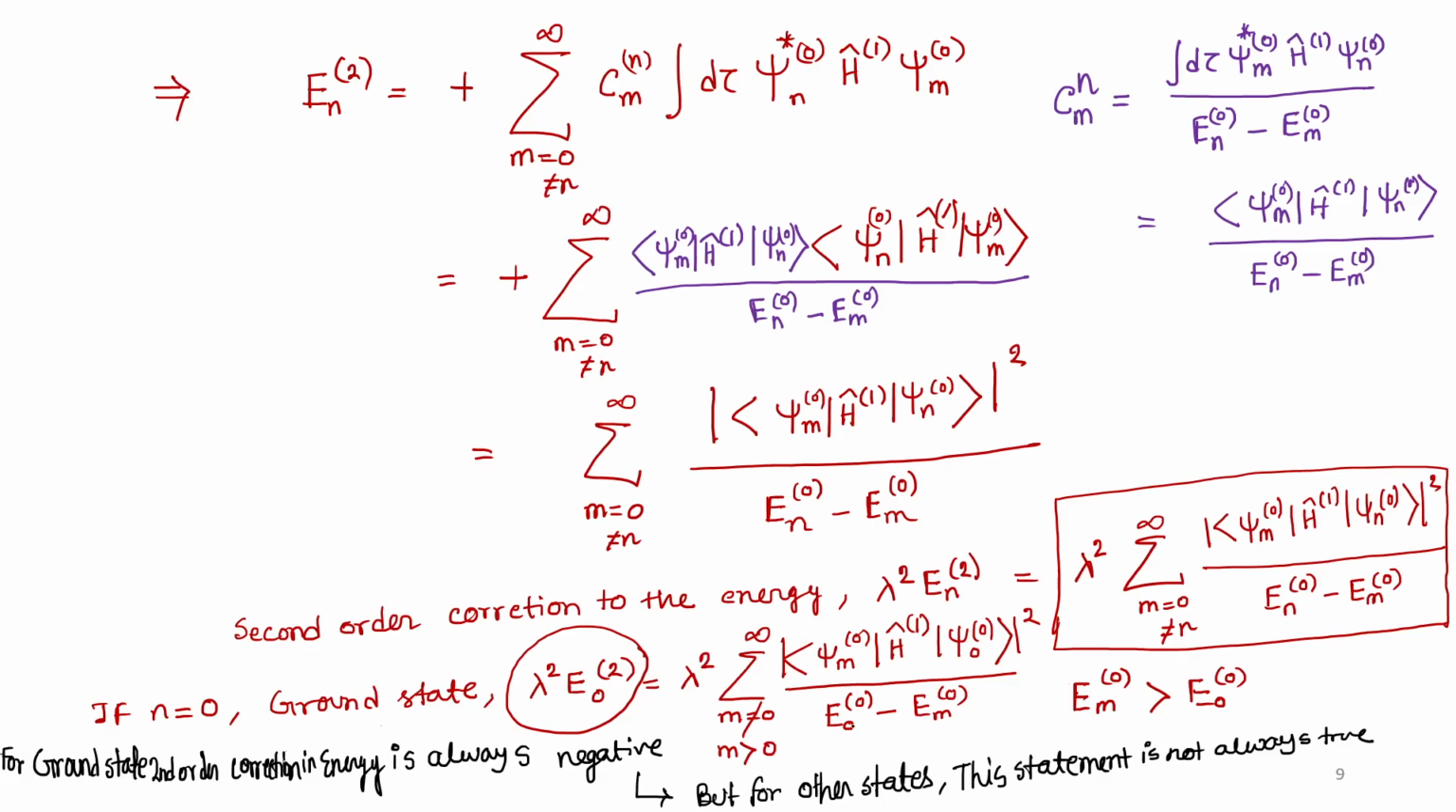See, for n equals 1, m could be 0, then it is positive, and for the other terms, m equals 2, 3, 4 onwards, it is negative. But there is one term, E1, E0, for n equals 1, where there is one time it can be positive. So for n equals 2, you will see there will be two cases where the second order perturbation can be positive or negative. So only for the ground state is the second order correction to the energy always negative, but for other states, the statement is not always true.